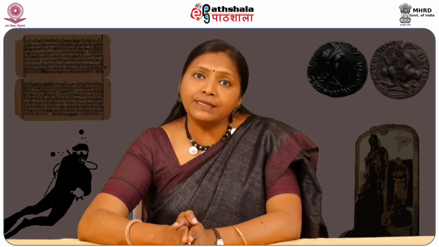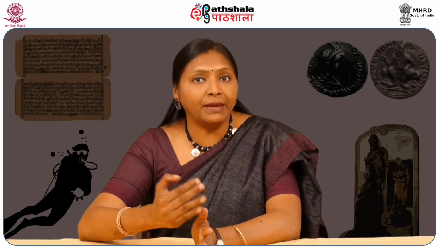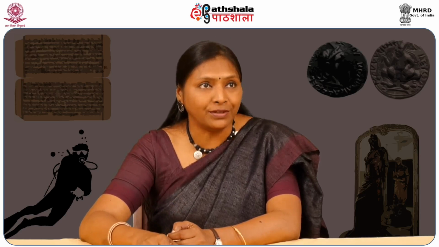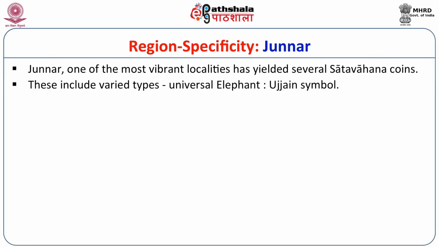The Junnar coins have a typical kind of lion with manes. So here we find the identity of the locality of Junnar. Junnar was one of the most vibrant localities, which has yielded several Satavahana coins. These include varied types, including the so-called universal elephant Ujjain symbol type.